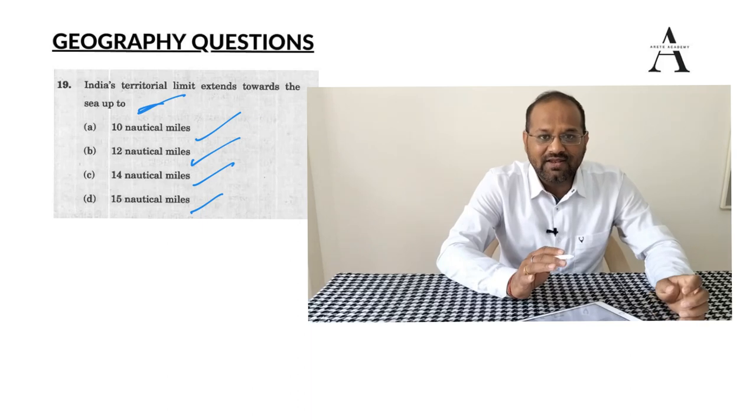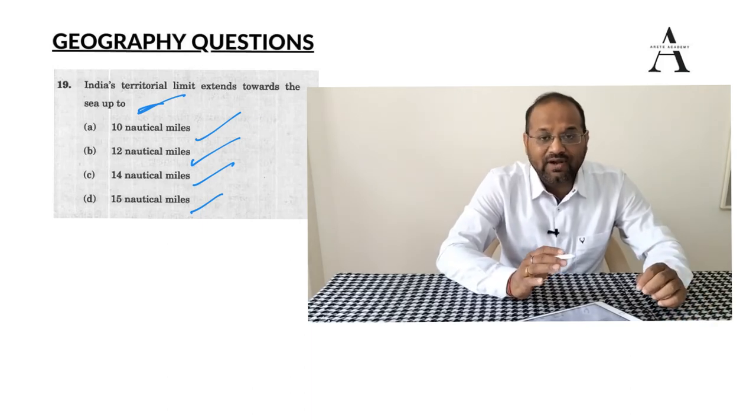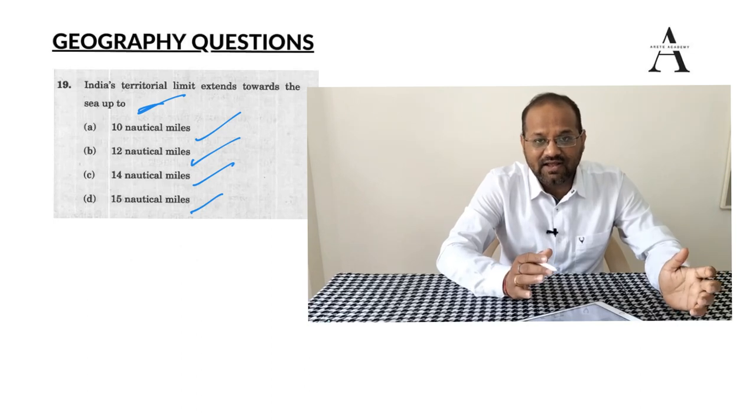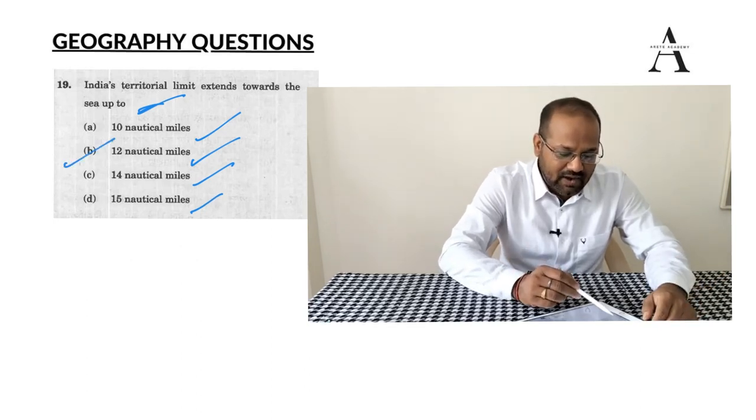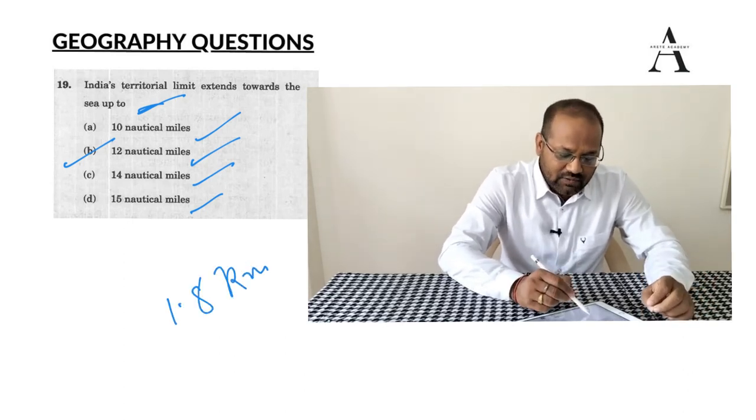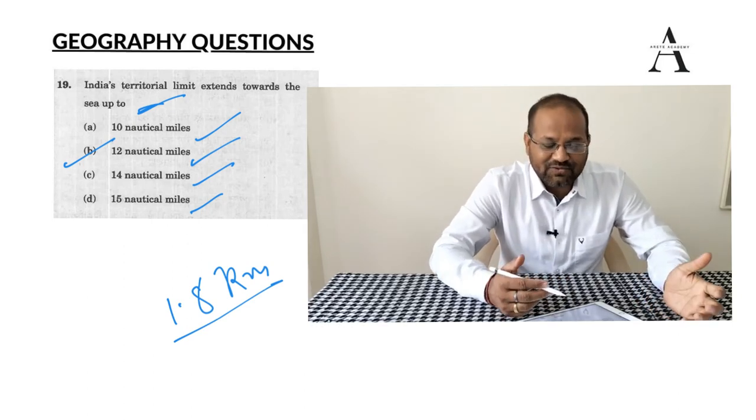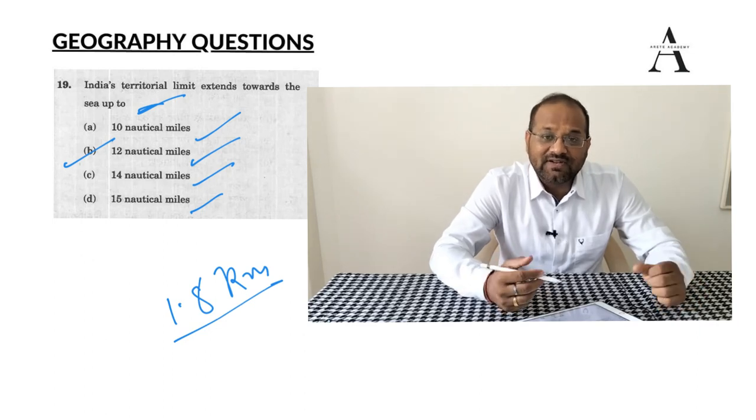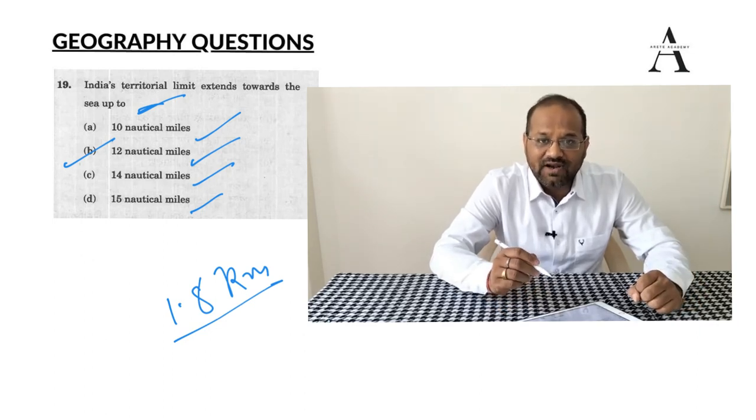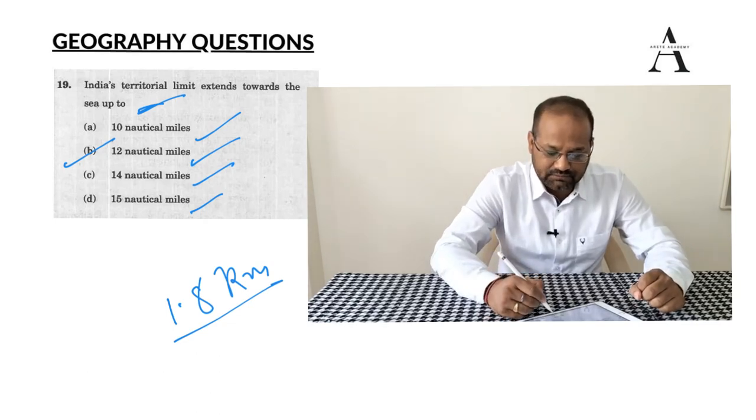If you have read even the first chapter of class 11 about India's size, limits and extents, then you can easily mark the answer, that is 12 nautical miles. This is a very simple question. 1 nautical mile is equal to 1.8 kilometer. You should have this information. Now, why are we discussing this easy question? Because it is important to understand the information around it for the CSE examination.